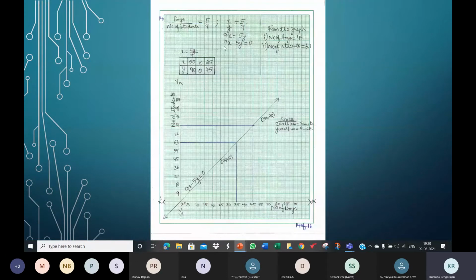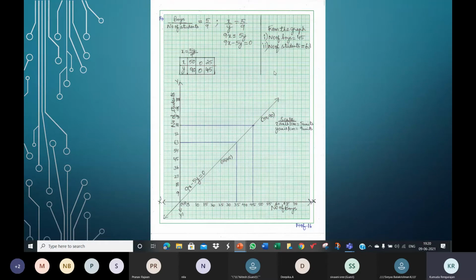Given the value of x. So x is 35, number of boys 35. Given x is 35, find the number of students in the class, find y, and you will get 63. Algebraically, you will get 63.